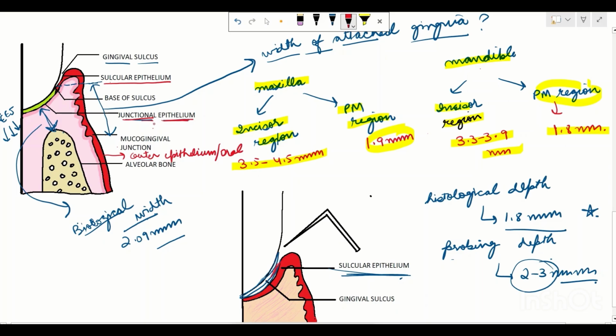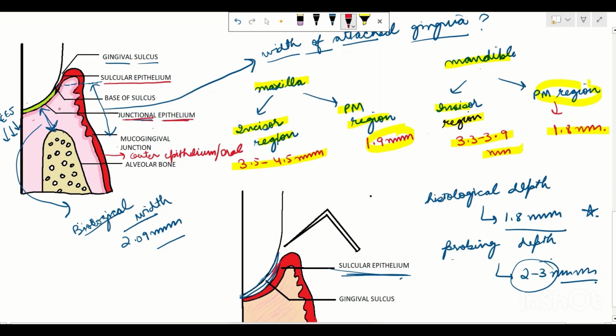It is a thin layer. This green layer as you are seeing here is the junctional epithelium. It is a thin layer that attaches the gingiva to the tooth surface. So this thin layer will be attaching the gingiva to the tooth surface.